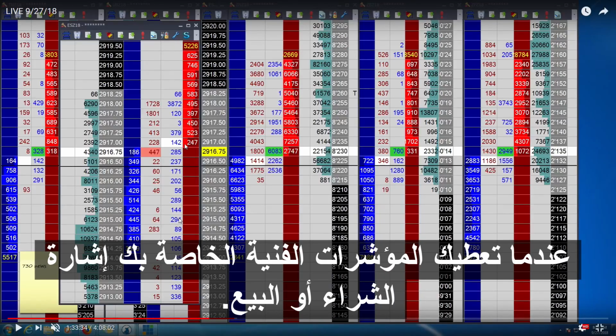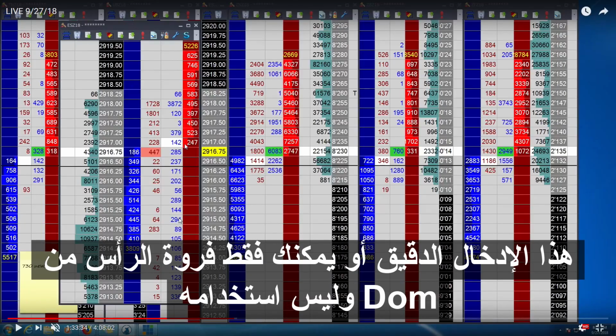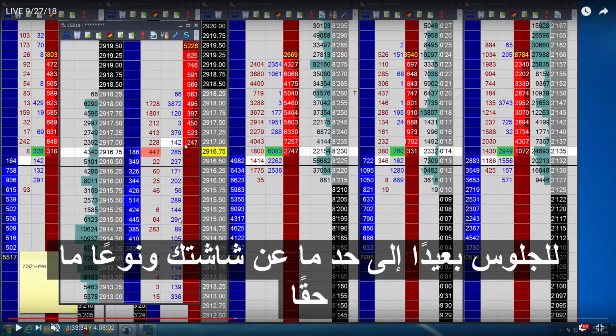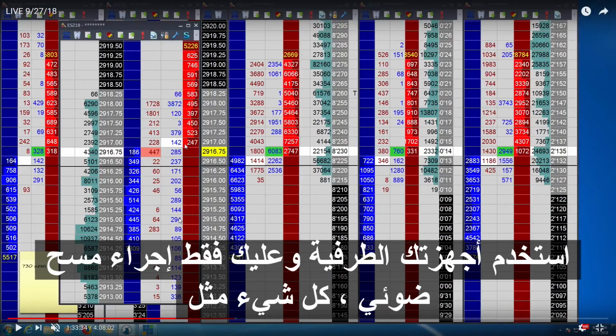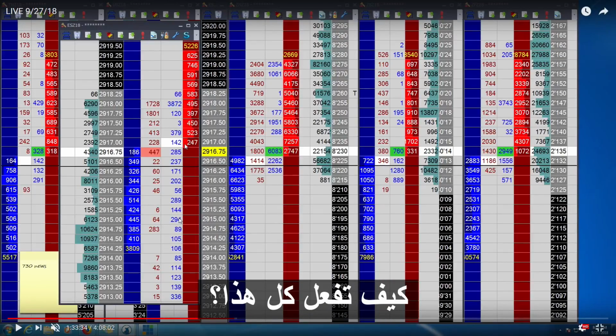And when your technical indicators give you your buy or sell signal, you come to the DOM, and what you do is you carefully watch the DOM for that precise entry. Or you can just scalp off the DOM and not use charts. And if you're going to watch multiple DOMs like I do, you just have to sit somewhat further away from your monitor and really use your peripherals. You just got to scan everything like a lifeguard scanning a swimming pool to make sure nobody's drowning. That's sort of how you do it all.